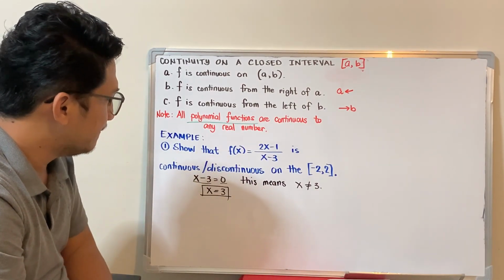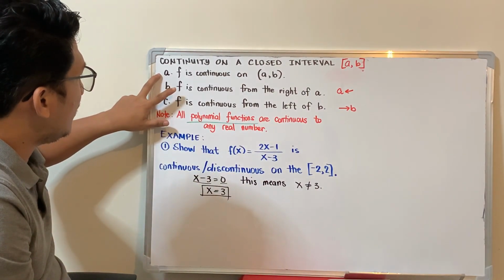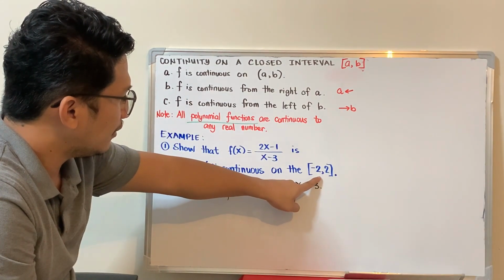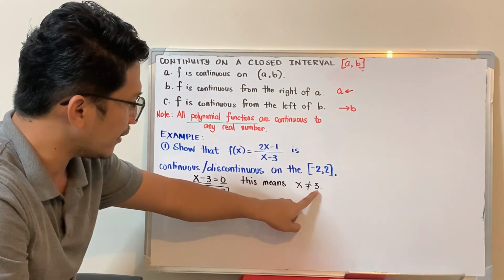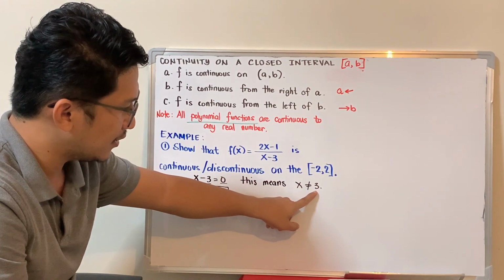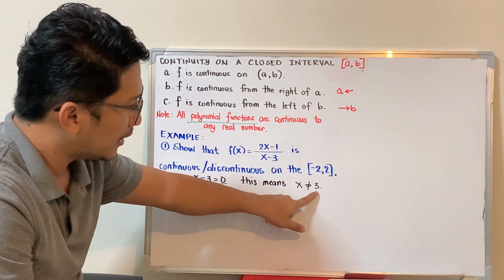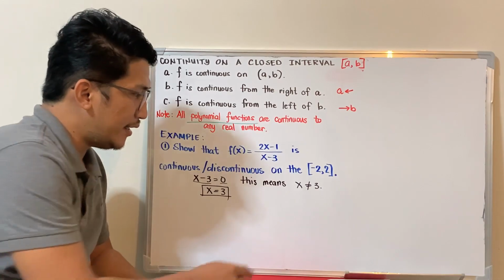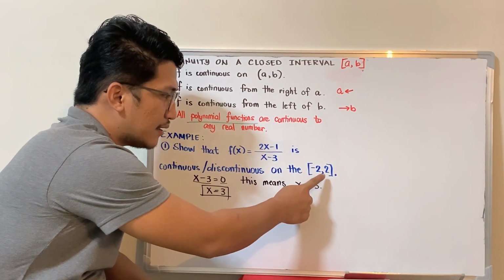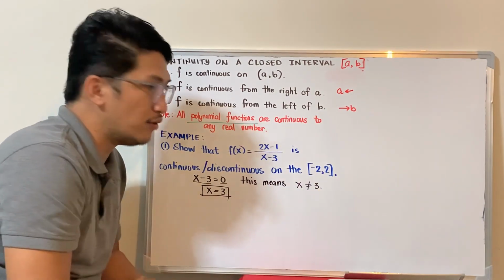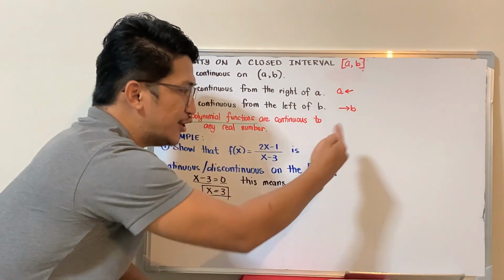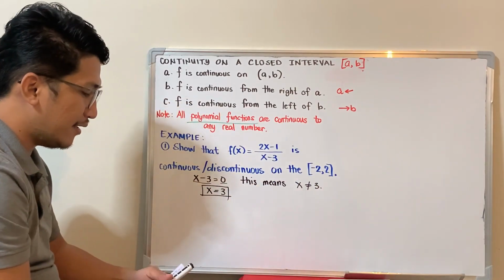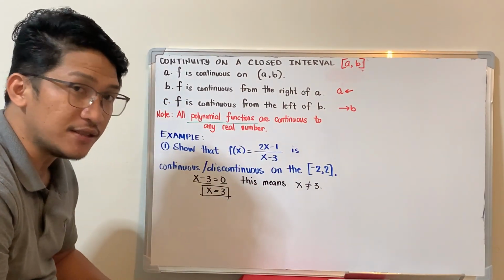Now, satisfying letter A, is the function continuous on this interval? The opposite of continuous is discontinuous. The question now is, is the number 3 inside the interval? Is this number in the closed interval? Well, if you look, no. Of course, 3 is after 2. So it is not included. If it is not included, then the function is continuous on the open interval.